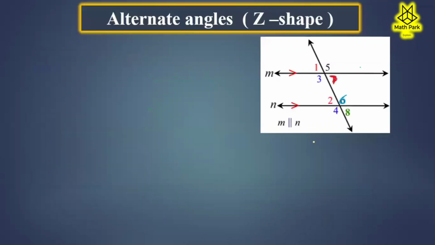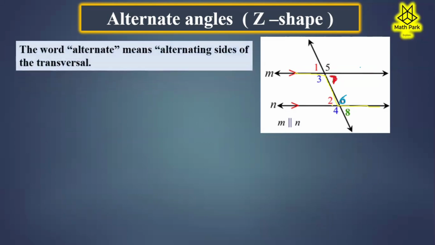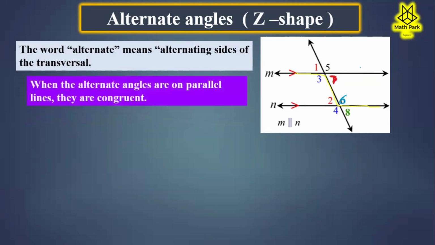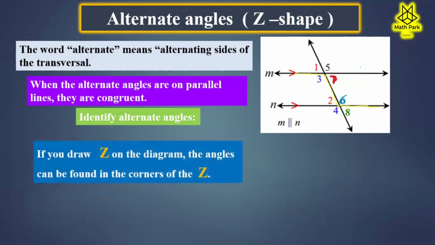Let's understand what are alternate angles. It's a Z shape. So Z-shaped angles. These are alternate angles. So now you can see here the Z shape. Alternate meaning alternating sides of a transversal on either side. So 3 and 6. When the alternate angles are on parallel lines, they are congruent. So 3 and 6 is a pair of alternate angles, they are congruent. 7 and 2 are alternate angles, they are congruent.